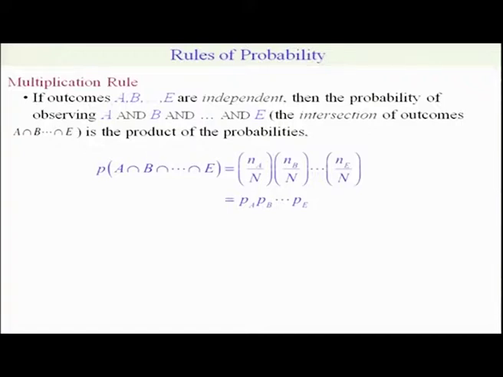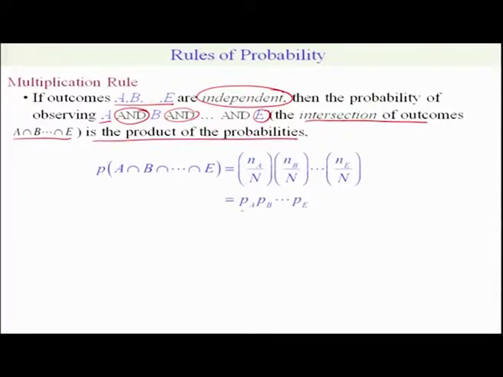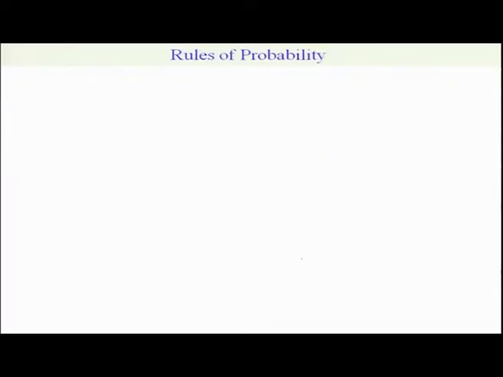If the outcomes A till E are independent, then the probability of observing A and, now look at this, here we are putting and, A and B and C and so forth till E, which is nothing but the intersection of outcomes, given in this way in mathematical terms, is the product of the probabilities, which is simply P(A) multiplied by P(B) multiplied by P(E), and P(A) is given by this. So, this is the multiplication rule here.